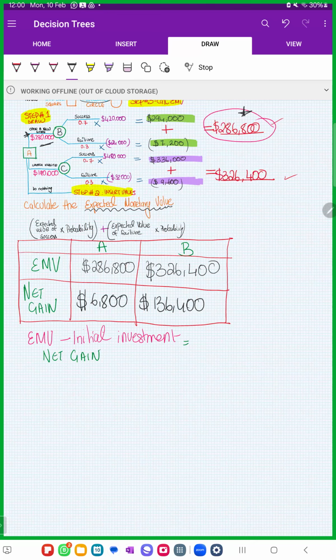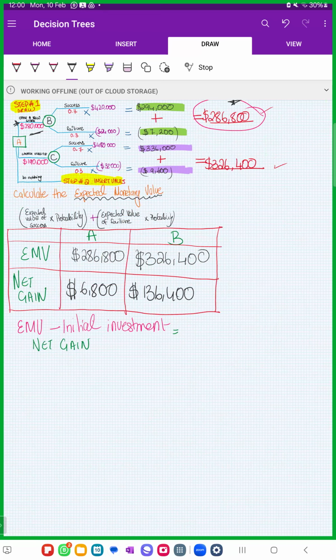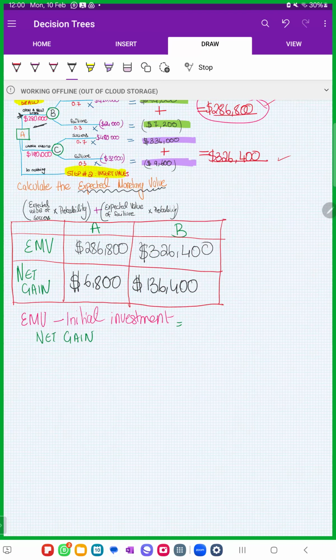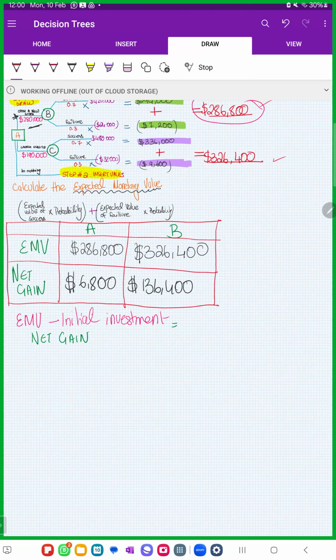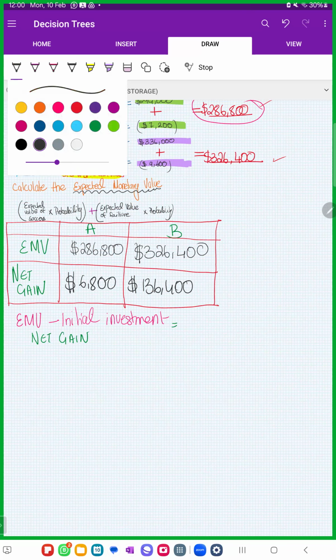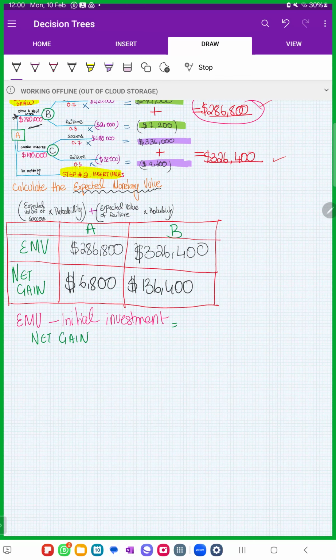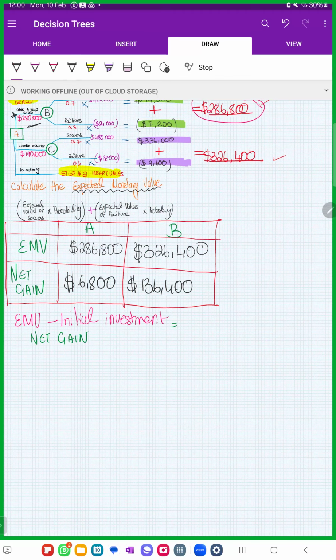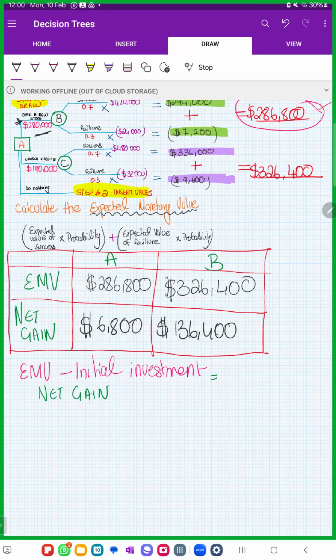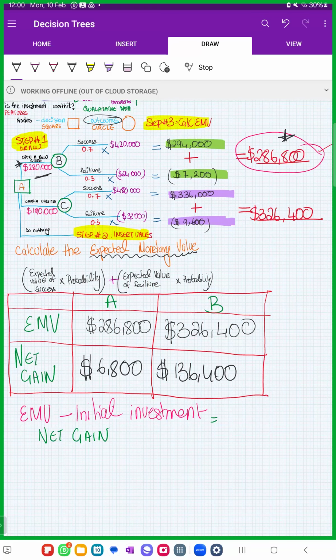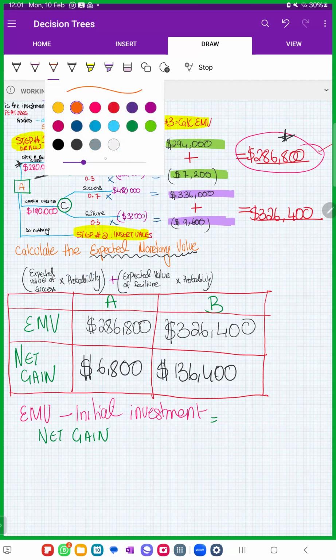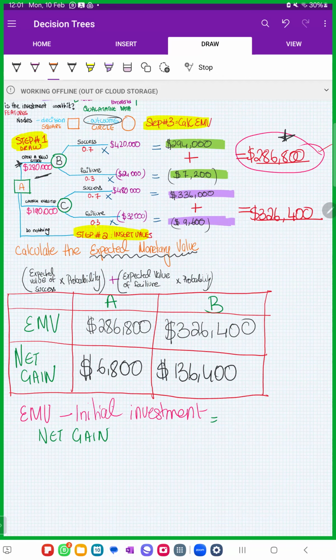Option A is giving me 6,800 and this is giving me this. Which decision numerically should I be taking? Which option should I be choosing? Should I do nothing? Should I choose option B, opening a new store, or should I launch a website? Option B. I should do this one. Why did you say that? Because the net gain is higher.